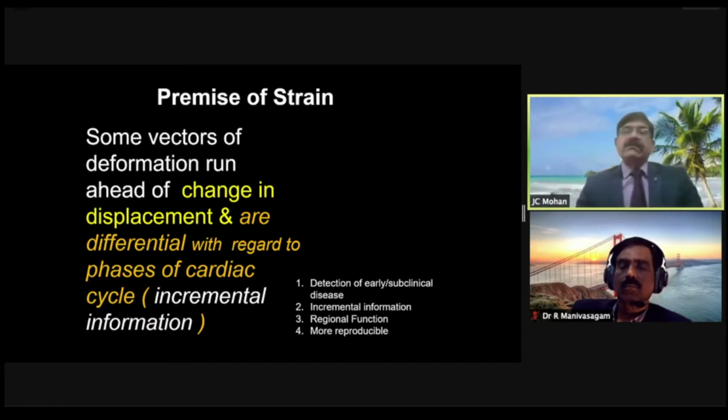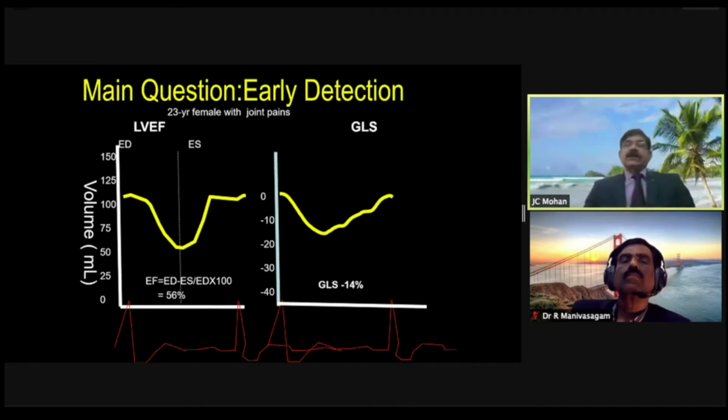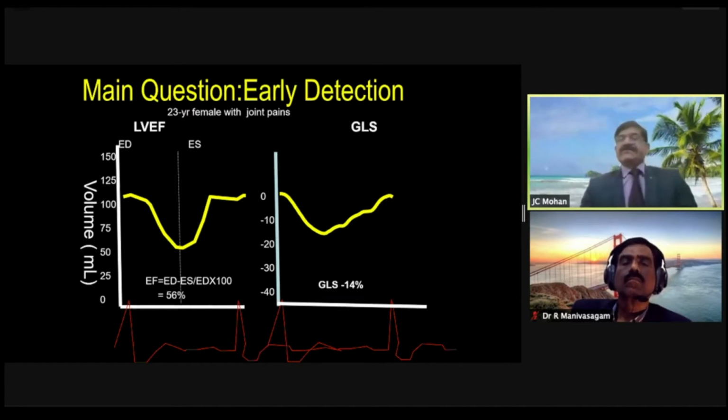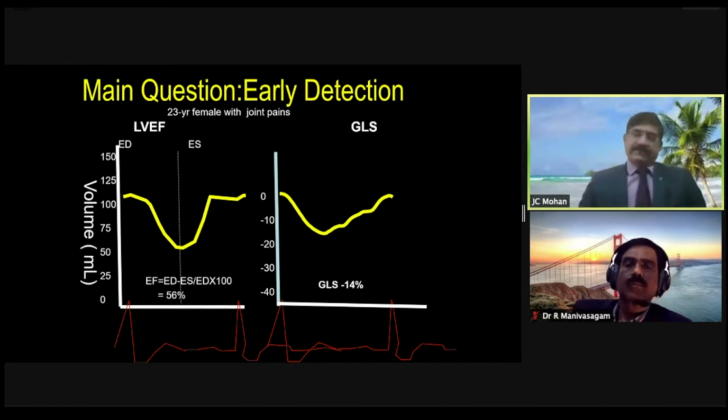An important thing about the premise of strain imaging is that not only is there incremental information, it is more reproducible than cavity-based measurements. And let me just show you a cartoon to buttress the point which I'm trying to make. On left, this is a 23-year-old female who has joint pains, and essentially she was found to have lupus. Now, if you look at her left ventricle ejection fraction, left ventricle volumes on left side, you would find that everything seems all right actually. 56% ejection fraction is not bad.